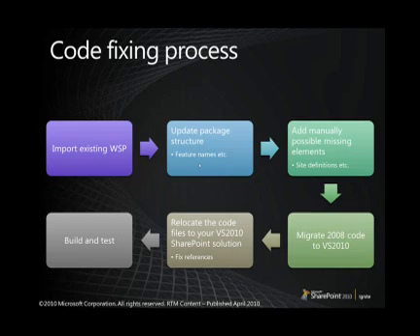Then migrate the 2007 code to Visual Studio 2010. Relocate the code files within your Visual Studio SharePoint solution. Fix the references to 14 assemblies. This is a step which is not necessarily required, but it's recommended due to the fact that there are machine level configurations which will do the binding redirections for us. But especially if you're using the user profile functionalities, then you need to add that reference to the user profile assembly. Then build and test.